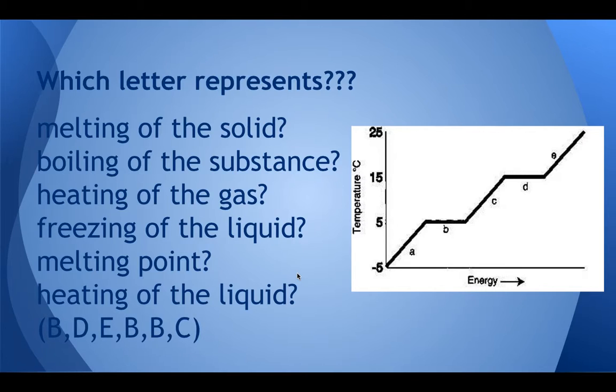So as you can see, here are the answers, but take a look. This is B, B, B: freezing of the liquid, melting point, melting of the solid. Those three are the same right here. The heating of the gas, that's up here, that's the E. Heating of the liquid, that's right here. So make sure that when it's a heating, you know that it's one of these. And when it's melting or freezing, it's here. And when you've got this here, you've got the boiling or the vaporization.